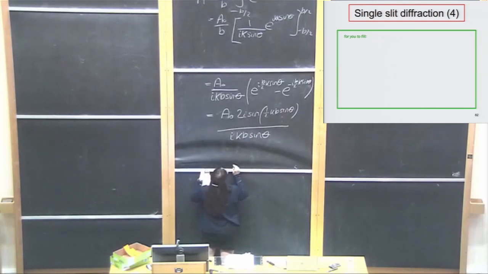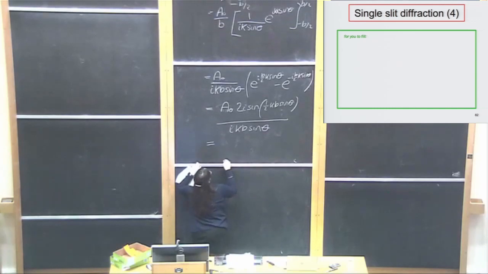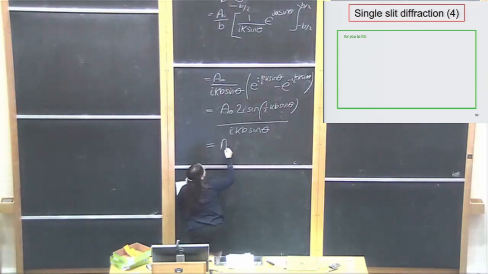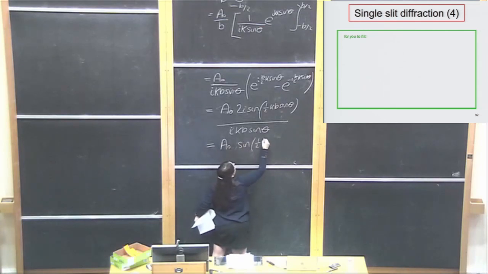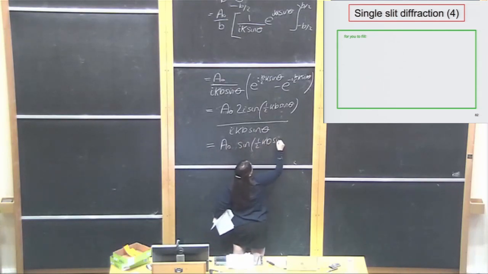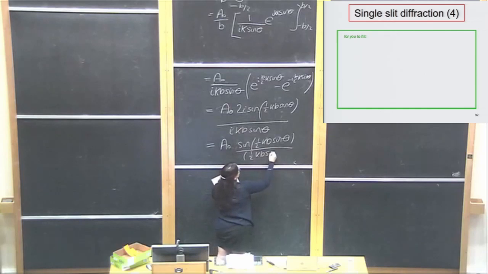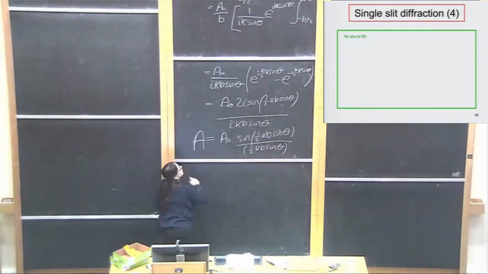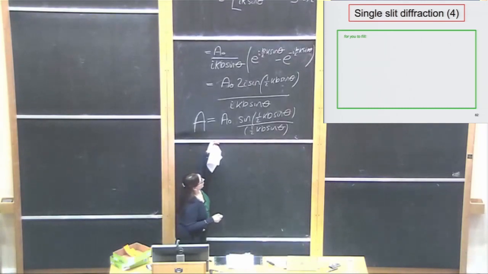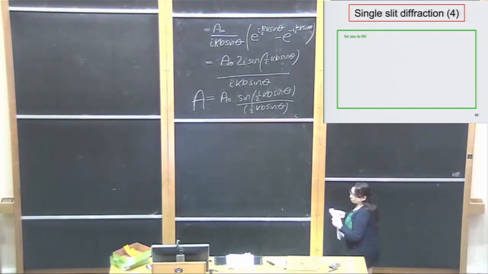And I'm just going to rewrite this in another form. I'm just going to bring the 2 down to the bottom, basically. So I've got A naught sine half kb sine theta over half kb sine theta. So that is your expression for the total amplitude coming from a single slit of width b.